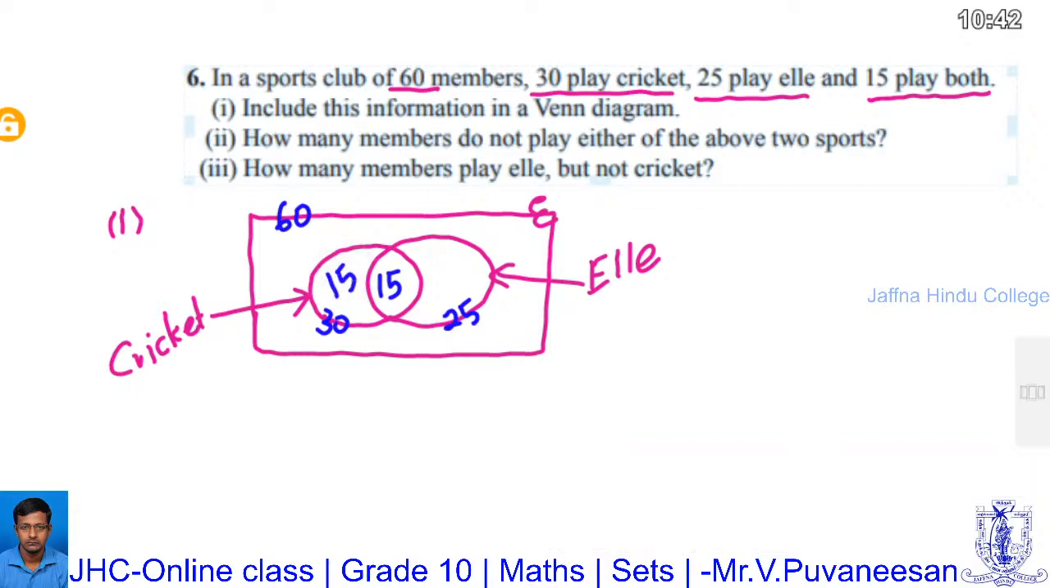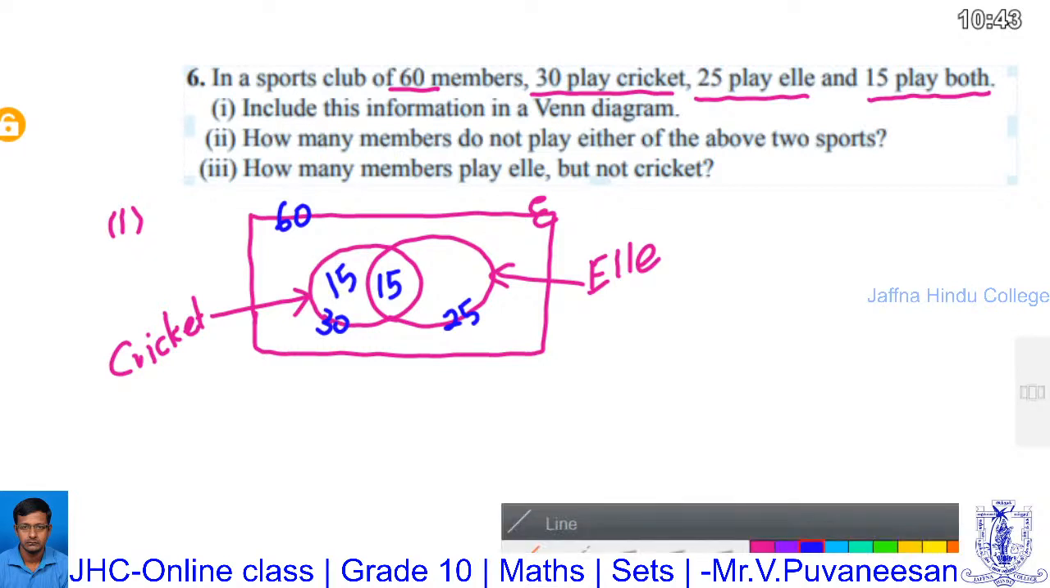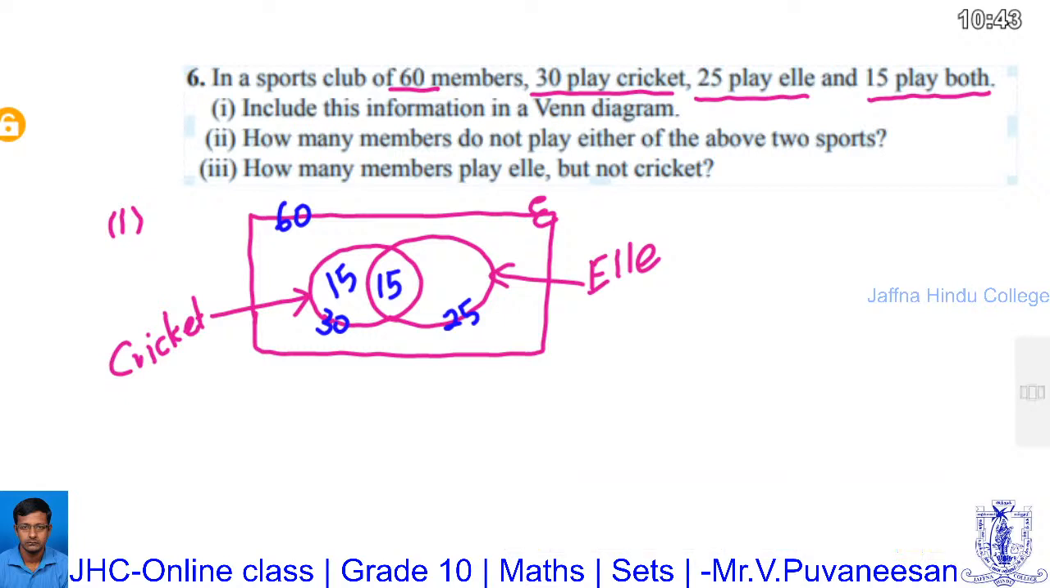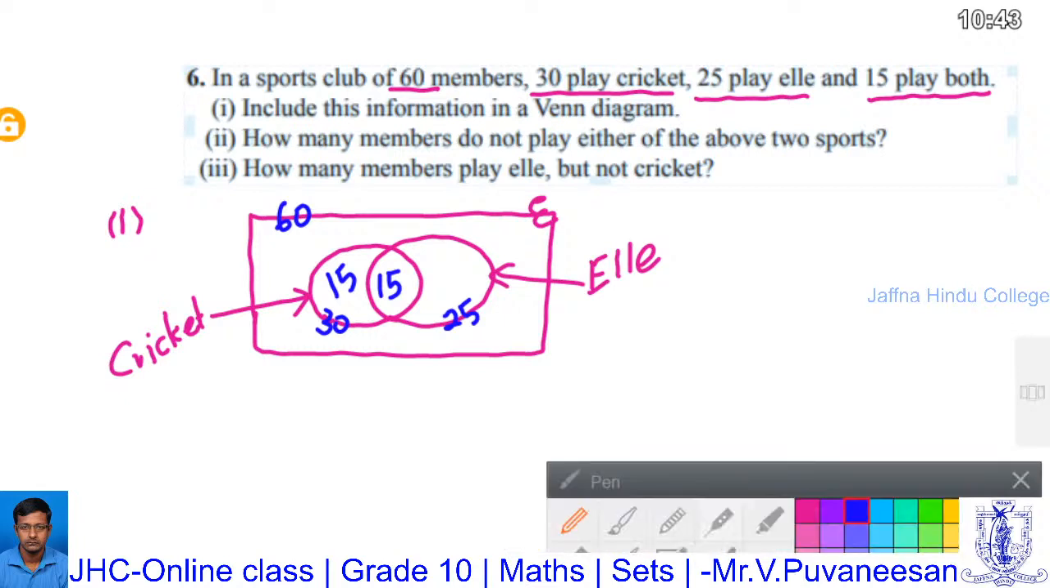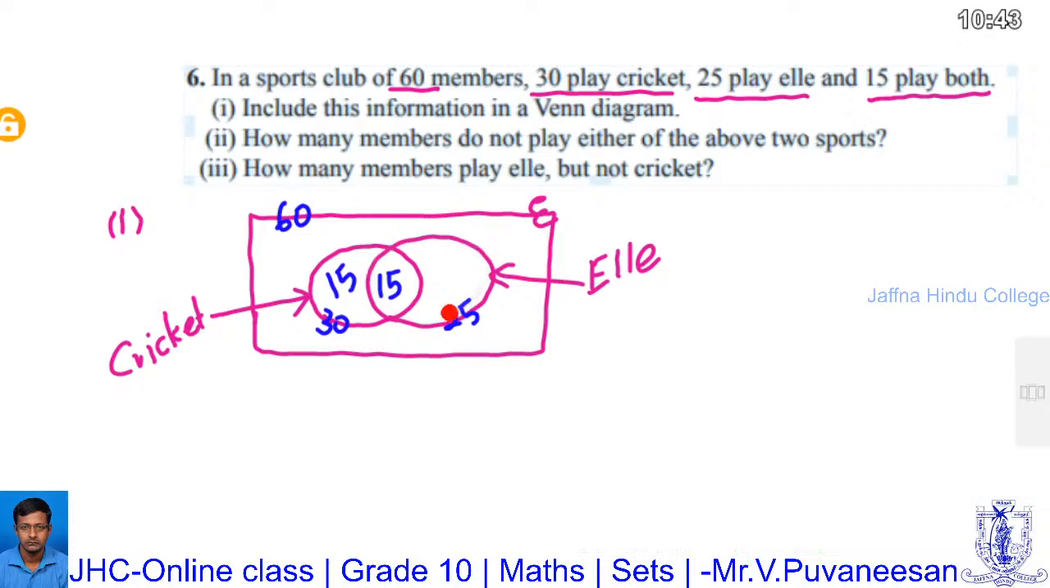Like this, look at the other set, LA. In this circle there are 25, the number of players playing LA. This region is 15, so this is 25 minus 15, which is 10.